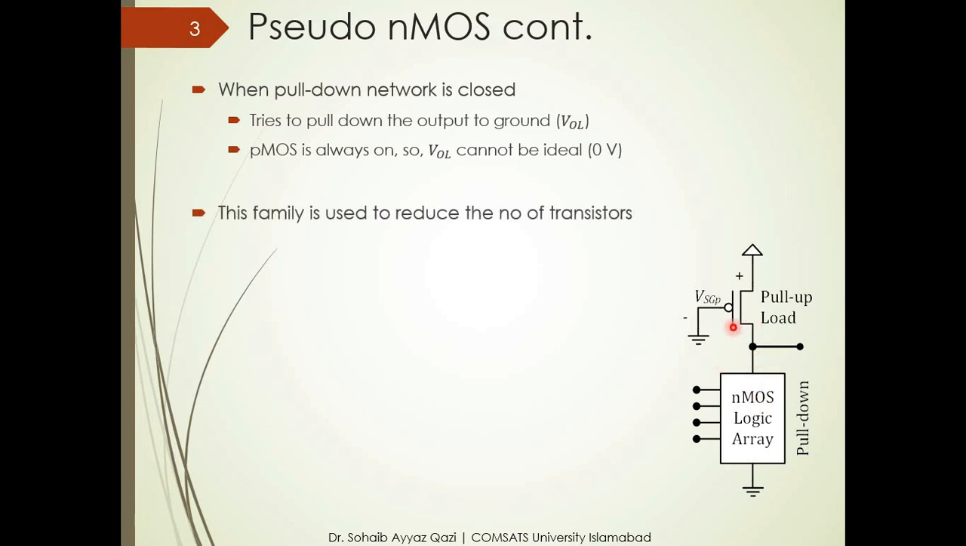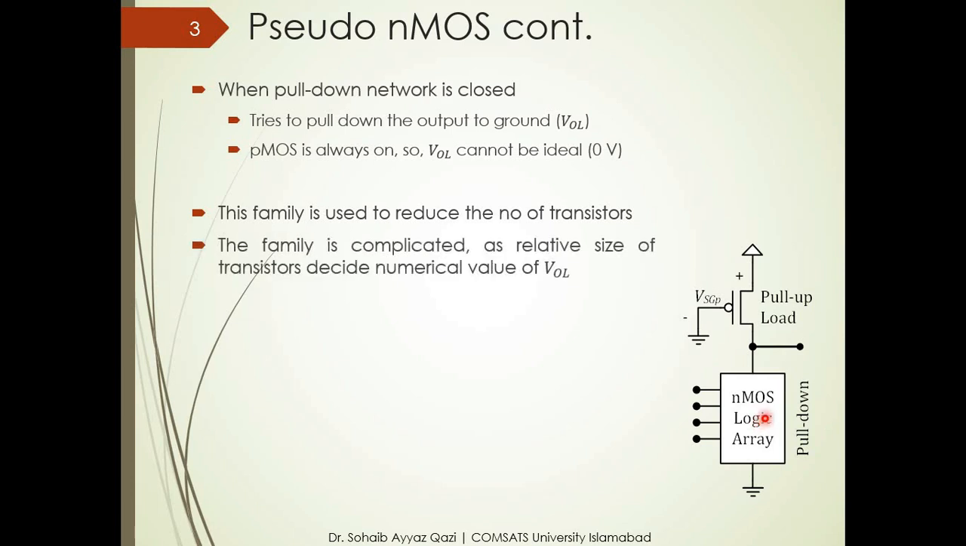The purpose of this family of CMOS design was to reduce the number of transistors, and we have seen that the number was reduced significantly from 2n to only n plus 1. This family is complicated, because the relative size of transistors decides the numerical value of our VOL, the output low voltage. The ratio of beta P and beta N basically decides what the output low voltage will be.